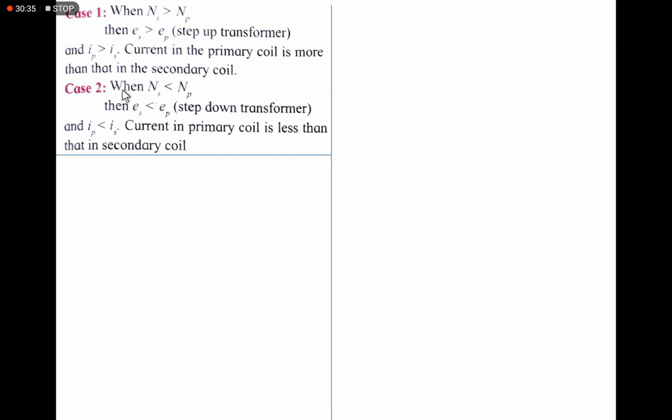Definitely the EMF in the secondary will be less as compared to the EMF in the primary. But the current is, if the EMF in the primary is more, the current will be less. So the current in the primary is less than the current in the secondary. So this is the step down transformer.